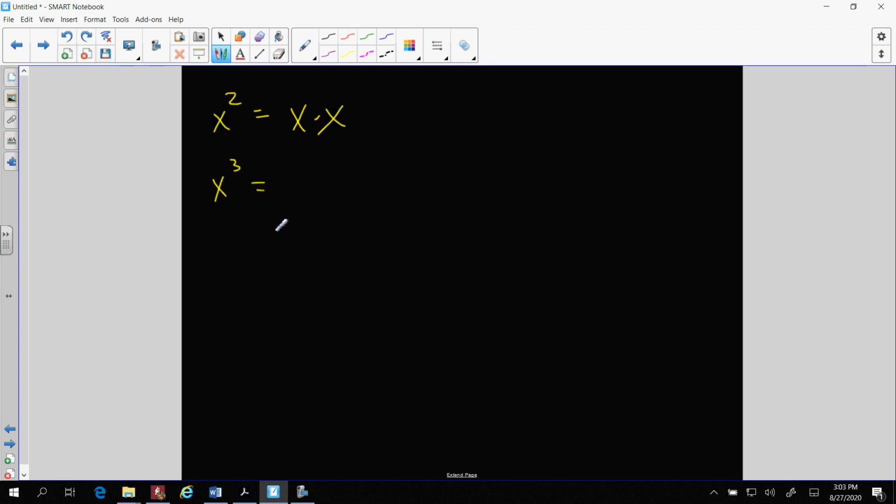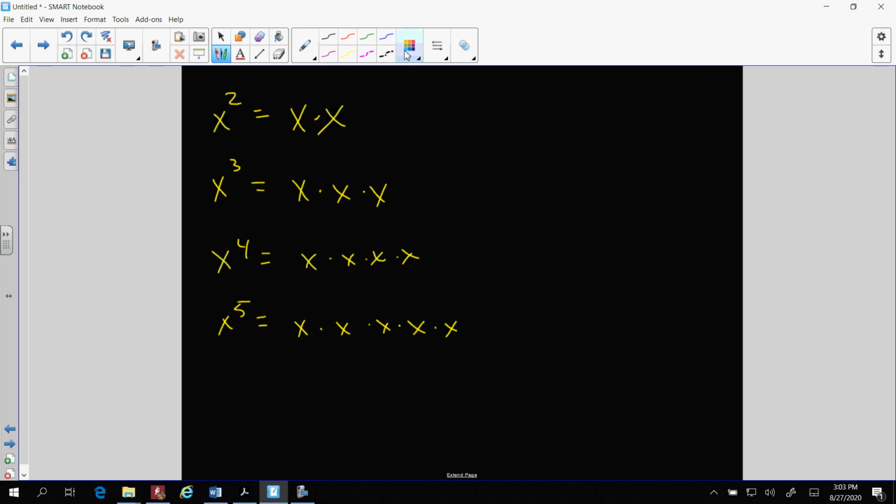X cubed. To cube means I'm going to take x and multiply it by itself 3 times. X to the fourth, 4 times. And the same thing, x to the fifth means I'm going to multiply x by itself 5 times. Right? That's understanding our exponents.